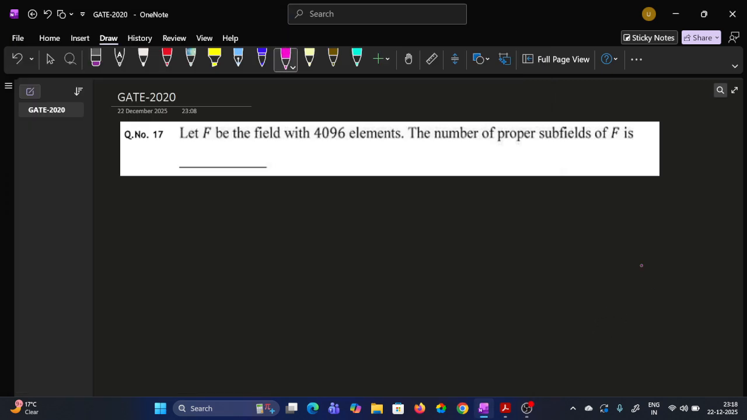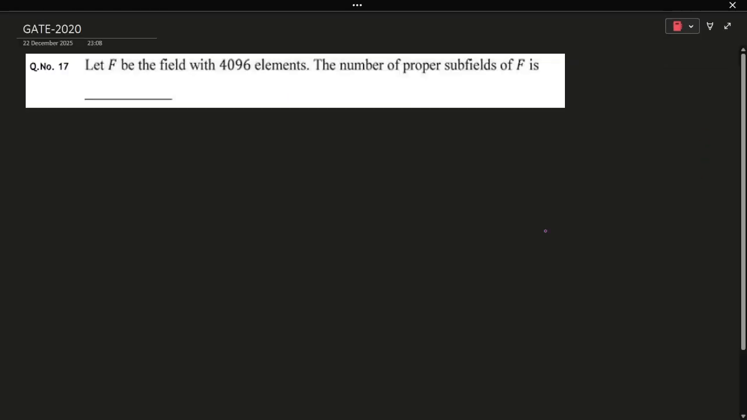ये गेट 2020 का एक क्वेश्चन है जो फील्ड थ्योरी से पूछ रहा है। सो फील्ड थ्योरी का ये मैथ क्या पूछ रहा है? F be a field with 4096 elements, the number of proper subfield of F. सो क्या देख के रखा है?